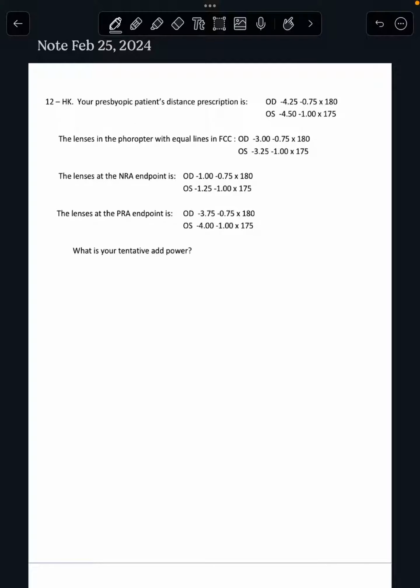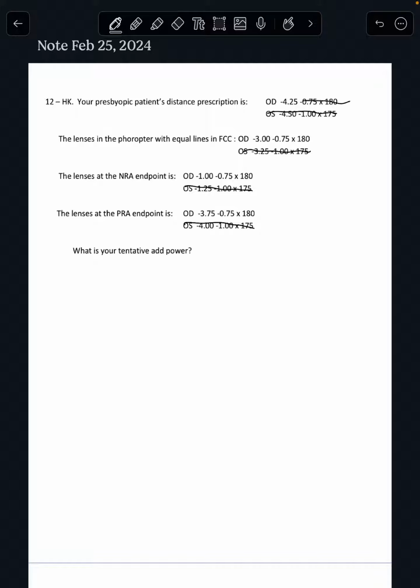So when you get one of these problems, they give you the patient's distance Rx, they give you their FCC, the NRA, and the PRA. The first thing I want you to do is just eliminate one of the I's from the equation. You should know from lab that this is a binocular test, so whatever you do to the right eye, you end up doing to the left eye too. So the left eye information is just there to confuse you.